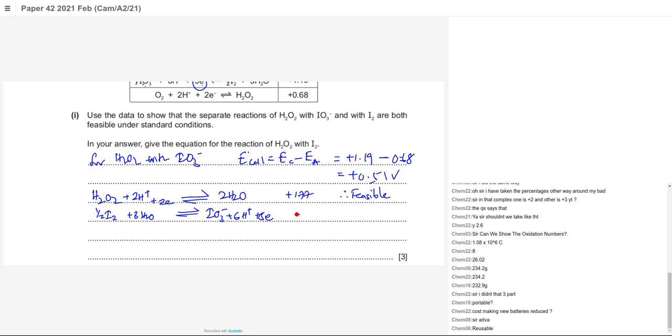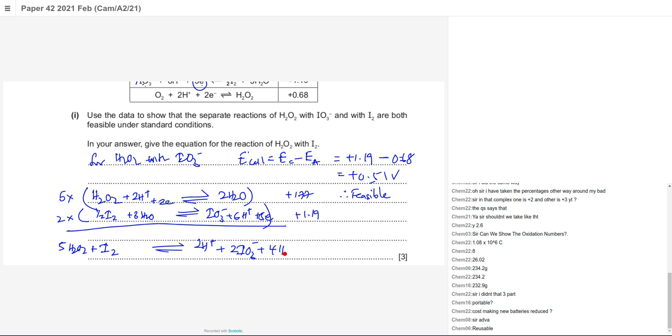This is plus 1.19. Multiply the first equation by 5, second equation by 2 to make it 10 electrons. And you construct the overall equation. 5 H2O2, get I2, just I2. And then you get here 2H plus, 2 IO3 minus, and 4 water.